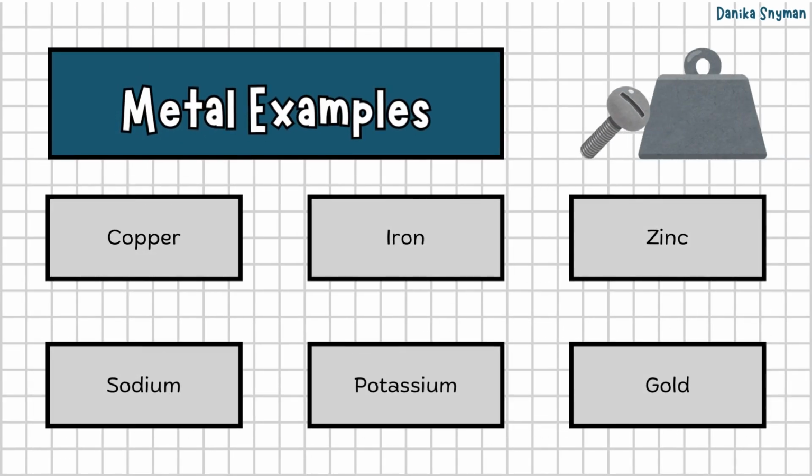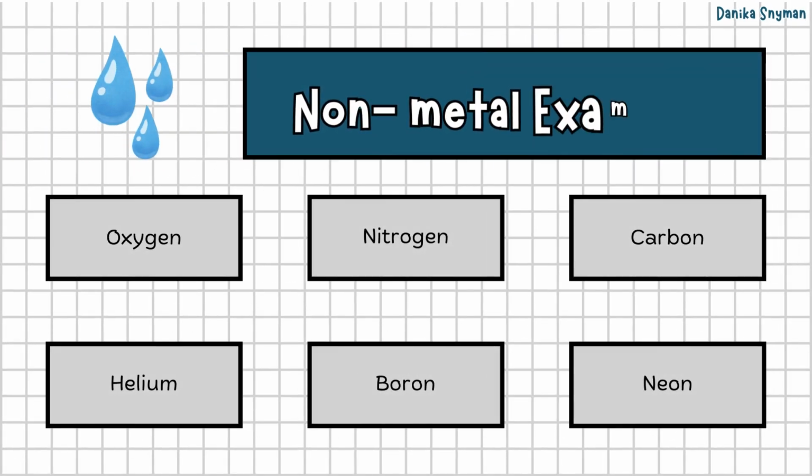Let's look at some of the metals. Here are some examples: copper, iron, zinc, sodium, potassium, and gold. Metals are shiny and strong. You can find them in coins, wires, and tools. Now let's look at non-metals. Examples are oxygen, nitrogen, carbon, helium, boron, and neon. And non-metals are often gases or dull-looking solids.